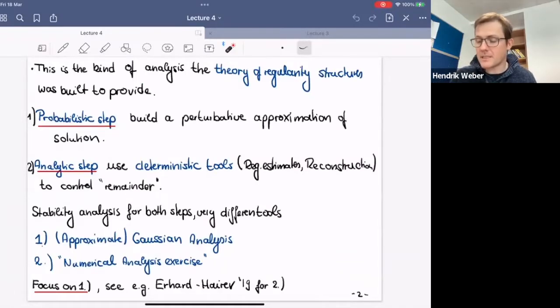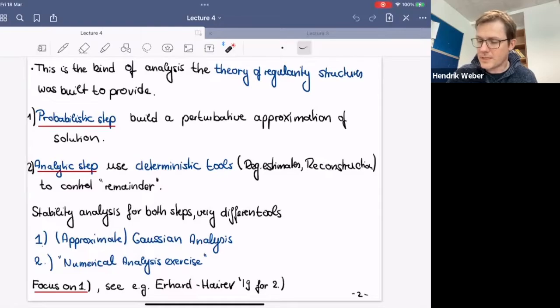But I mean, this now goes back. This is exactly the kind of analysis that the theory of regularity structures was built to provide us with. And this is just the recap. So in the theory, the main theorems that are stated in the theory of regularity structures are actually typically such stability results where you have a reasonable approximation, delta regularization, and you want to prove that this reasonable delta regularization converges to an object. That's actually typically how results are stated.